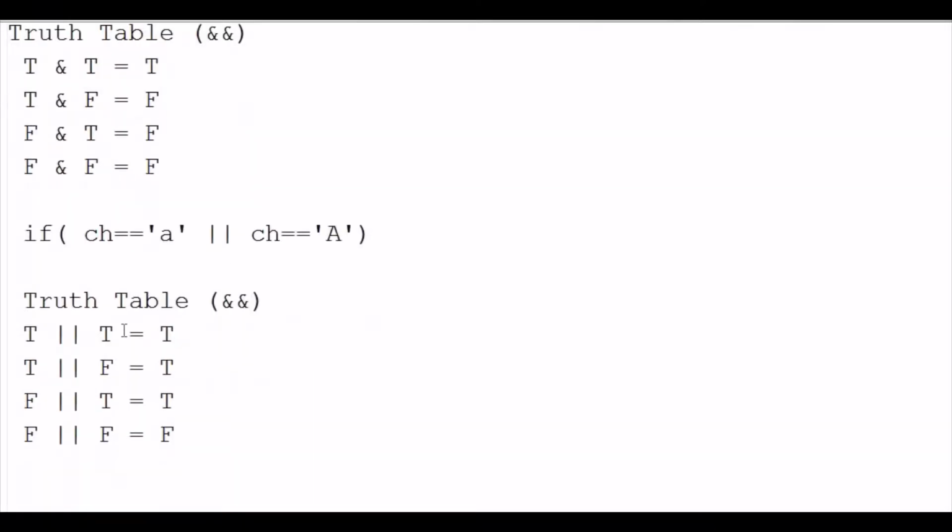OR works in such a way that out of the conditions, even if one is true, the result becomes true. At least if one is true, the result becomes true. For example, let's say we have to check a value of a variable whether it is equal to A or not. As you all know, Java is case sensitive. Capital A is different from small a. So we have to check whether the given alphabet is A or not. That means if it is either equal to small a or if it is equal to capital A, we can consider it as the alphabet A.